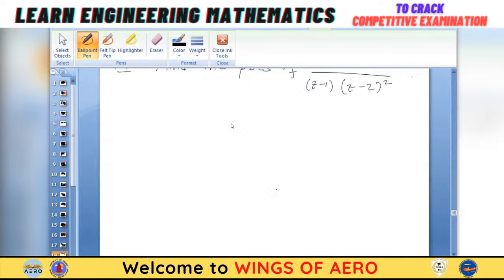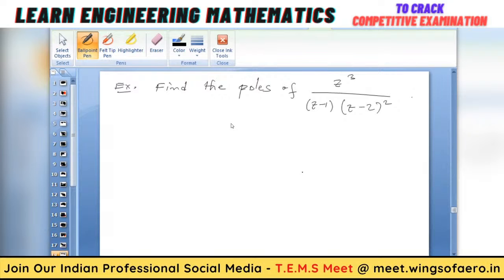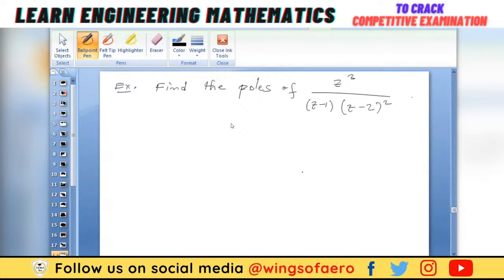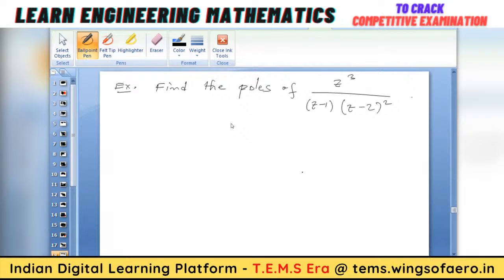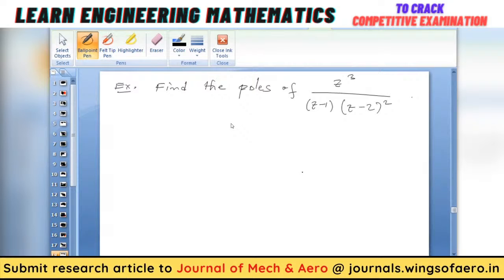Next, find the poles and the order of each. How many poles are there and what are the orders of those poles? Please participate, everyone. This is a very easy question. Just put the denominator equal to 0 and you can easily find the poles. Each and every pole has a separate order. There are 2 poles we can find. And what are the orders of those poles?